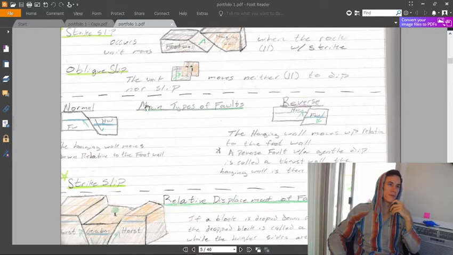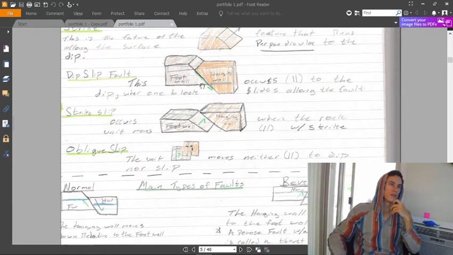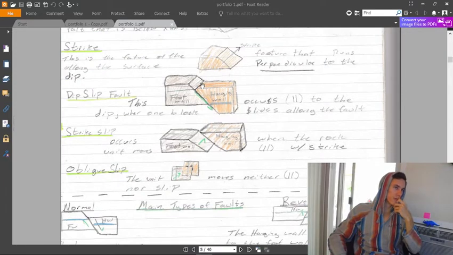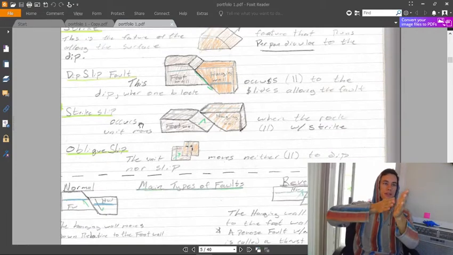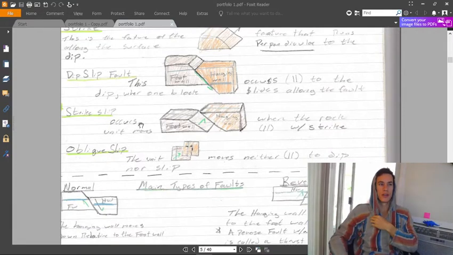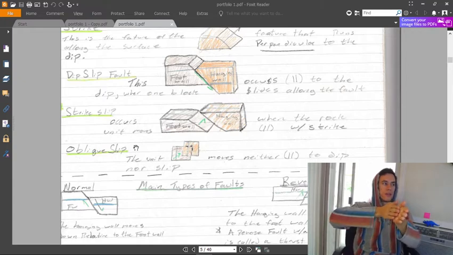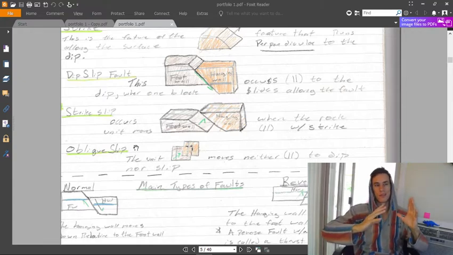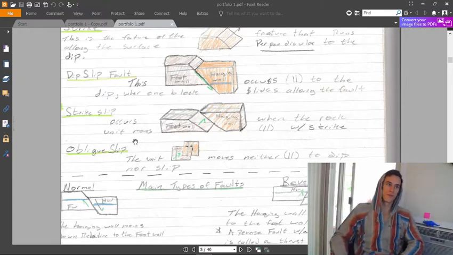Oblique slip: the unit moves neither parallel to the dip nor the strike. This page is pretty good. The dip slip fault is just sliding down the dip. The strike slip fault slides along the strike, and the oblique slip is not sliding with the strike or the dip, it's just going in an oblique direction.